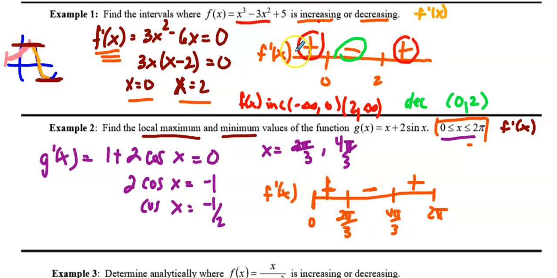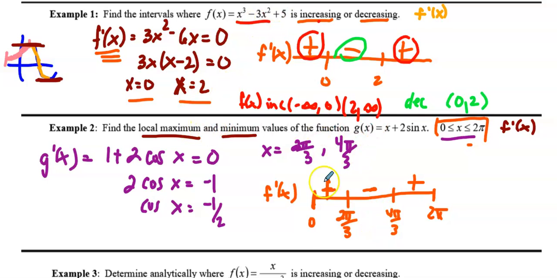Now you guys can see this is exactly what we have right here. So if I ask you where g of x is increasing, you'd say from 0 to 2 pi over 3, and from 4 pi over 3 to 2 pi, and you'd be absolutely correct. Decreasing would be from 2 pi over 3 to 4 pi over 3. But I'm asking for a local max and min.